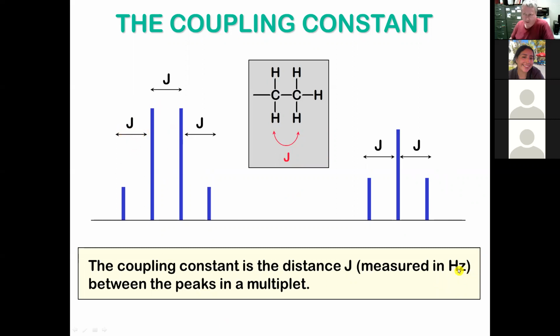It's measured in hertz though, because normally, on the x-axis, we think about the position in ppm, right? We can also convert back to hertz. The J value is always measured in hertz, so we have to kind of reverse compute it. You're not going to have to do that in this class. You may have to do that in the lab class, though. So you'll see some J values in the Organic 2 lab. But it's really just the distance between the peaks in the multiplet, measured in hertz.